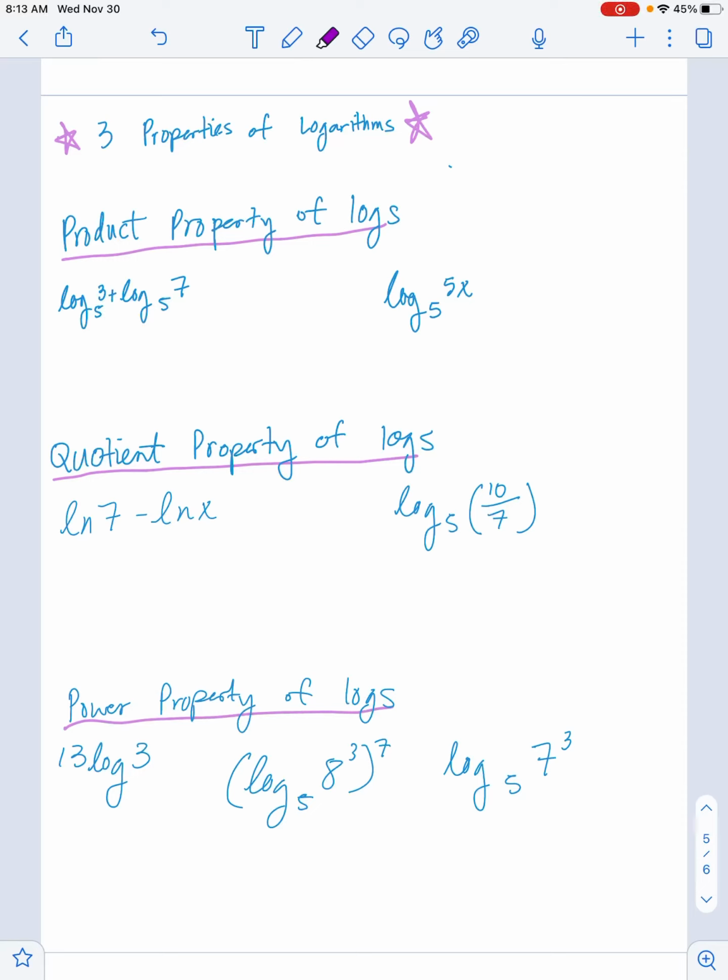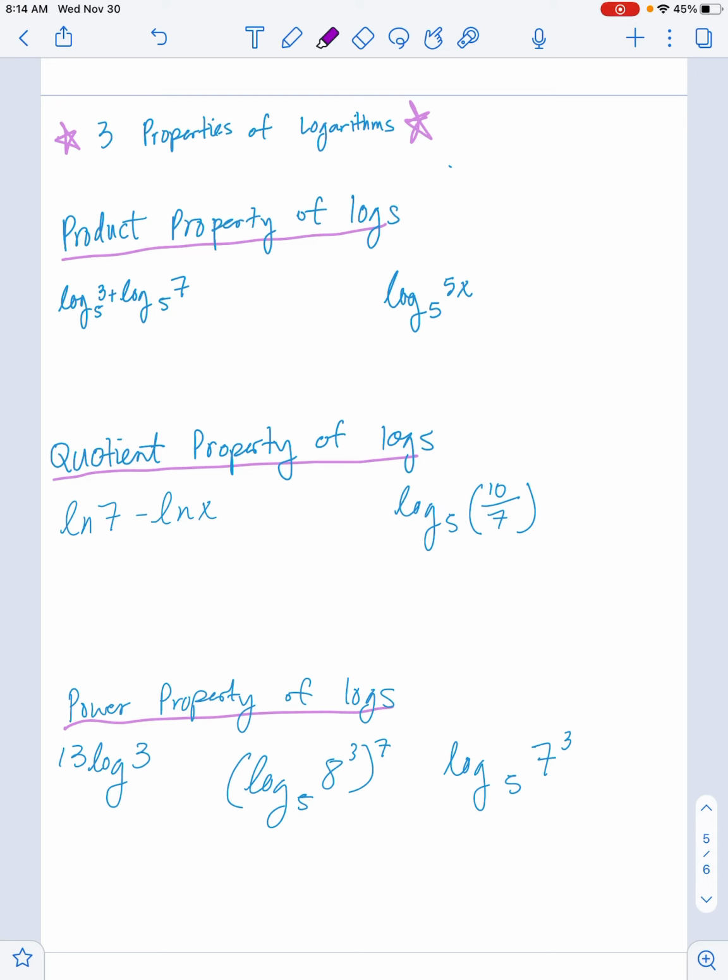All right, so after you've reviewed those topics on evaluating logs and rewriting them in log or exponential form, you can move on to these three properties of logarithms. There are three main properties, and later on we're going to be able to mix and match them together. But right now we're going to just look at them separately as three separate properties. So we have the product property, quotient property, and power property of logs.